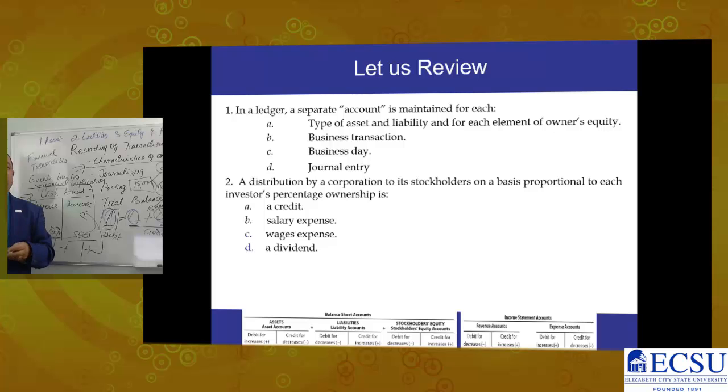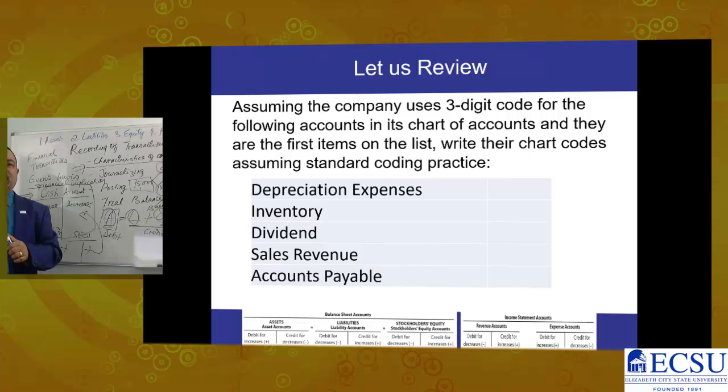Number two, a distribution by a corporation to its stockholders on a basis proportional to each investor's percentage ownership is. Now, as touched upon briefly, any distribution to the owners in a corporation is a dividend. So D would be the answer. Now let's go on to the next.